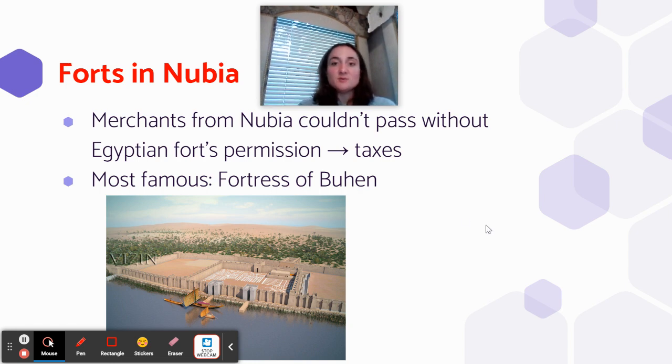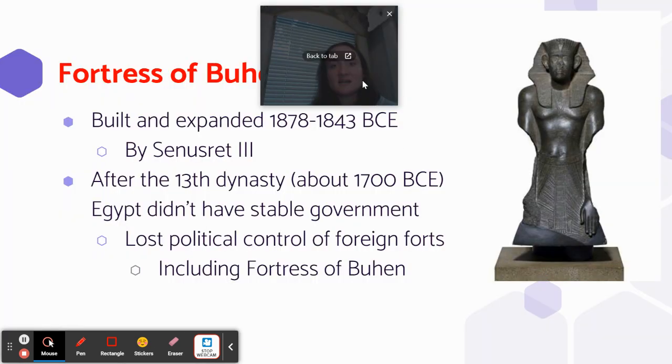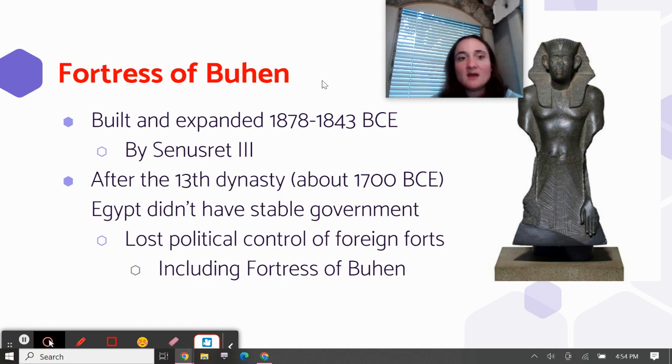So merchants from Nubia could not pass through the Nile without the Egyptian fort's permission. And pretty much what that meant, the merchants just had to pay a tax to get through there. And the most famous fortress, which is the one of the artist rendition right here, is the fortress of Buhin. So let's talk a little bit more about the fortress of Buhin. It was built and expanded by Senusret III from 1878 to 1843 BCE. Here is a statue of him, by the way.